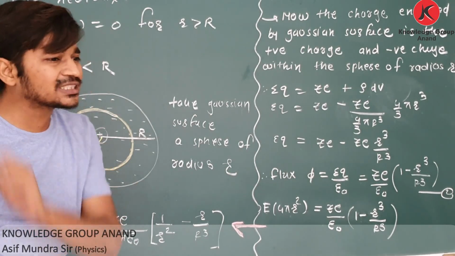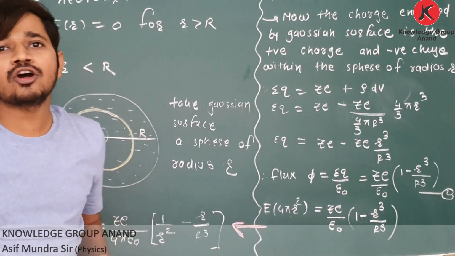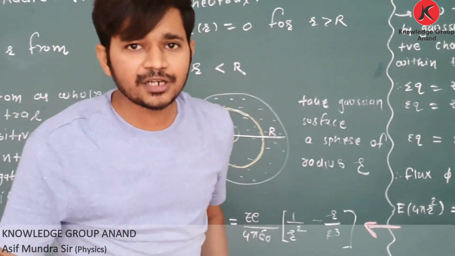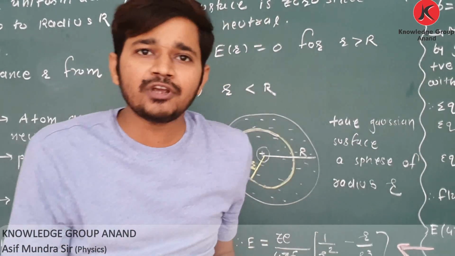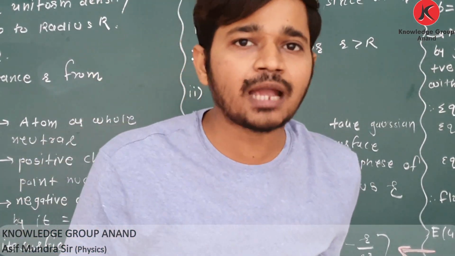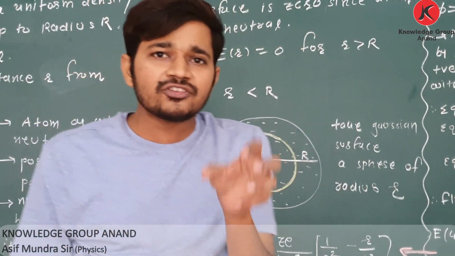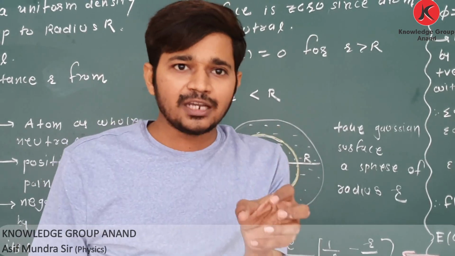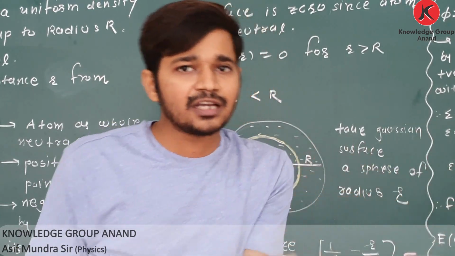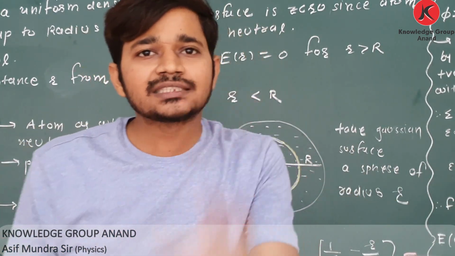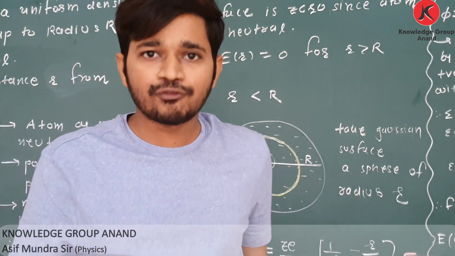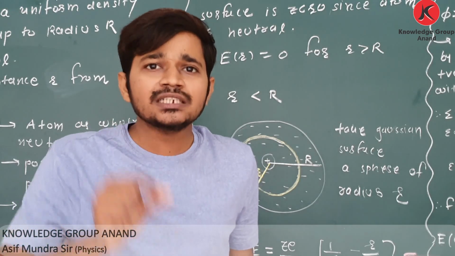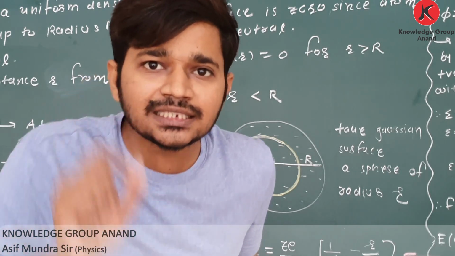Now, the third and last point. What is the electric field on the surface? For the electric field on the surface, you have to put small r equal to capital R. If you put this data in the electric field inside or the electric field outside, you will get the same result, and that result is that the electric field is 0. So on the surface, the electric field is 0.